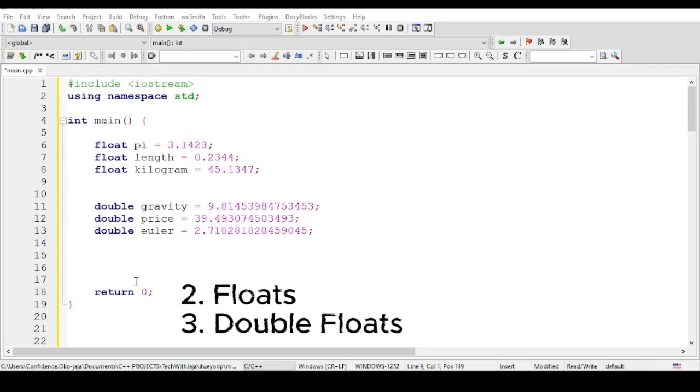For example, 3.14 is a floating point number. Negative 0.001 is also a floating point number. 2.0 is also a floating point number. So if you want to store something that is very precise, that is very accurate and has more numbers after the decimal, then you store it in a double floating point type, also called double for short. You can see the examples I gave you on the screen.